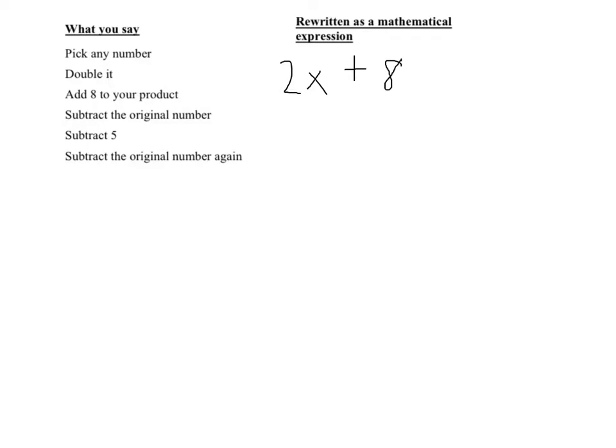like so. And then I need to subtract the original number. And to subtract the original number, I can now just make this a quantity if I so choose with the parentheses, and then subtract the original number x. From there, I'm going to subtract 5. And then subtract the original number again. Great.